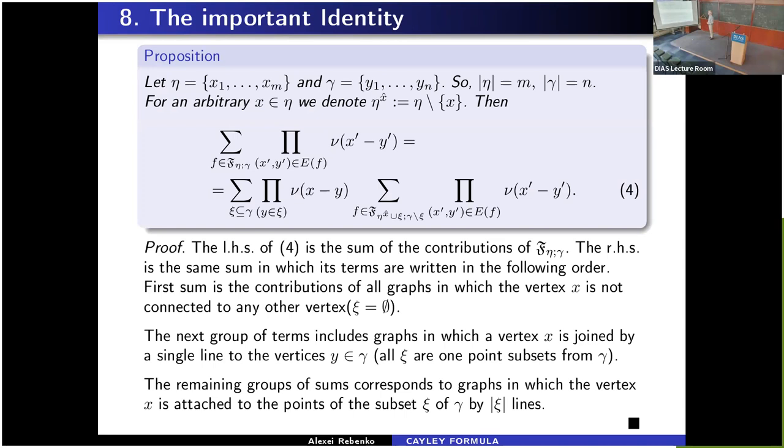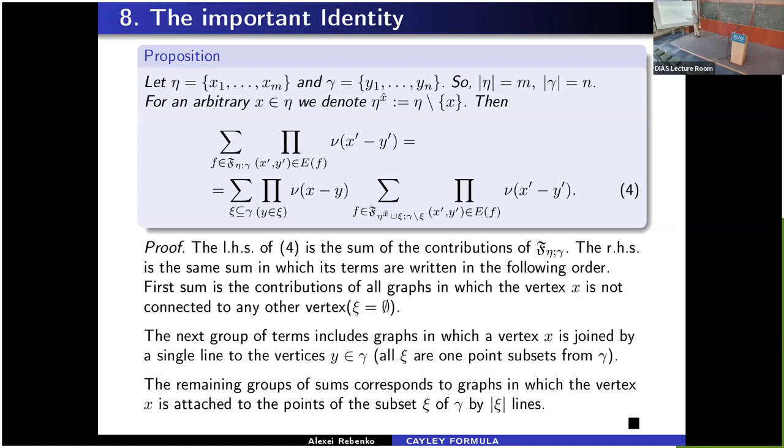The background of our proof is a very, very important, very easy identity. If we have the forest with n roots eta and another vertex x, we denote eta without this vertex x by eta with index x hat. Then the left hand side of this formula is just the sum of all analytic contributions of all forests with this characteristic.